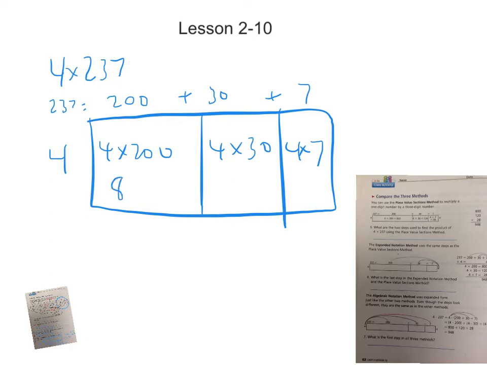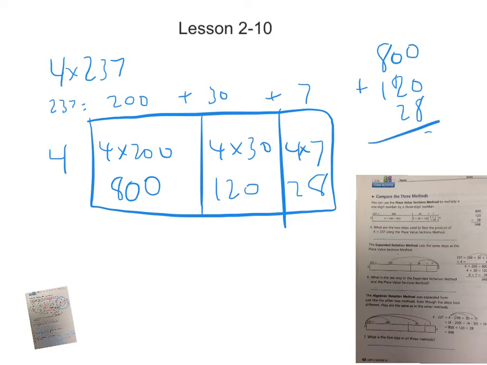Okay? 4 times 200 equals 800, 4 times 30 equals 120, 4 times 7 equals 28. And then you would add all these partial products on the side to get 800 plus 120 plus 28. You add it all together. 8, 10, carry the 1 equals 1008. And I did something wrong there. I absolutely did something wrong.